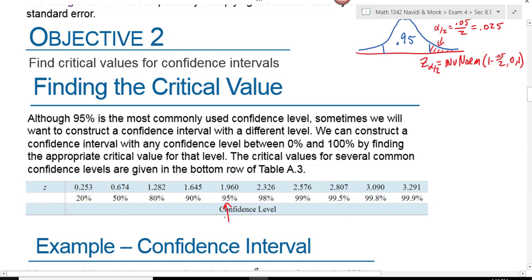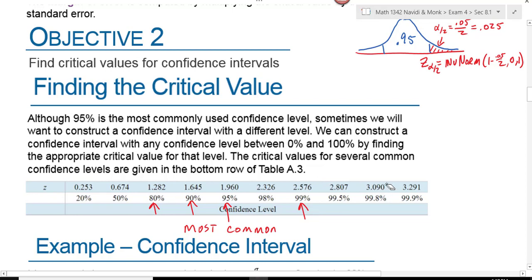The one that we use most often in social sciences is 95%. 99% is used a lot of times in medical research. And if you're doing a pilot study, sometimes you'll use 80% or even 90%. These are the most common confidence levels. Because these confidence levels are associated with z-scores, the z-scores don't change.